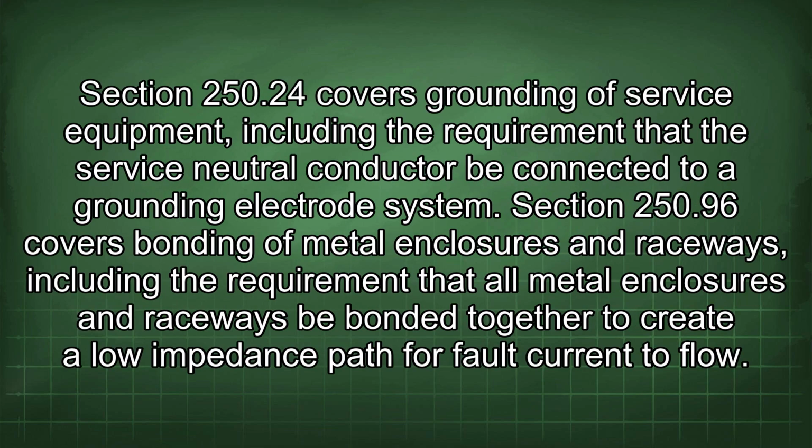Section 250.24 covers grounding of service equipment, including the requirement that the service neutral conductor be connected to a grounding electrode system. Section 250.96 covers bonding of metal enclosures and raceways, including the requirement that all metal enclosures and raceways be bonded together to create a low impedance path for fault current to flow.